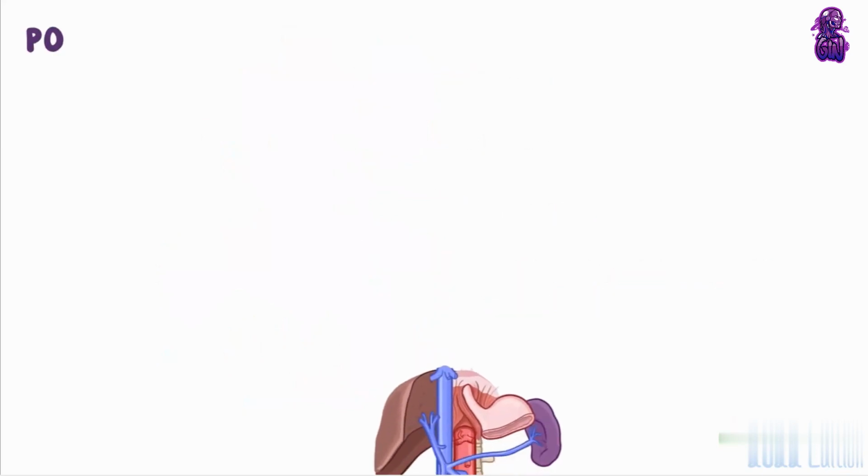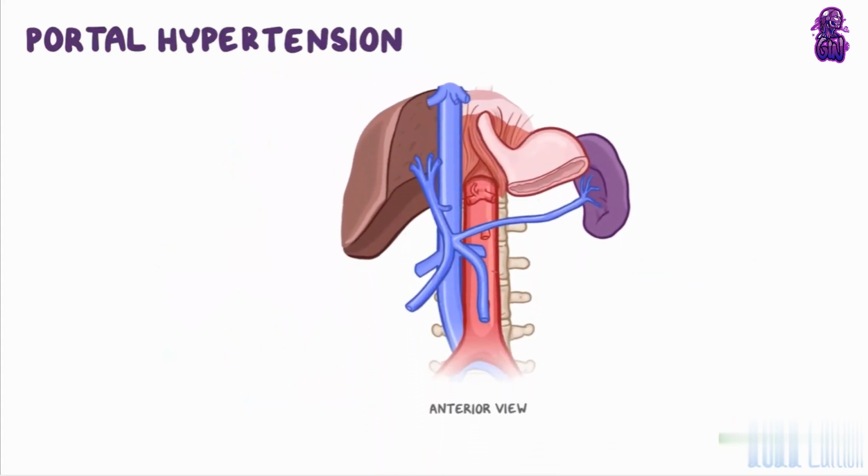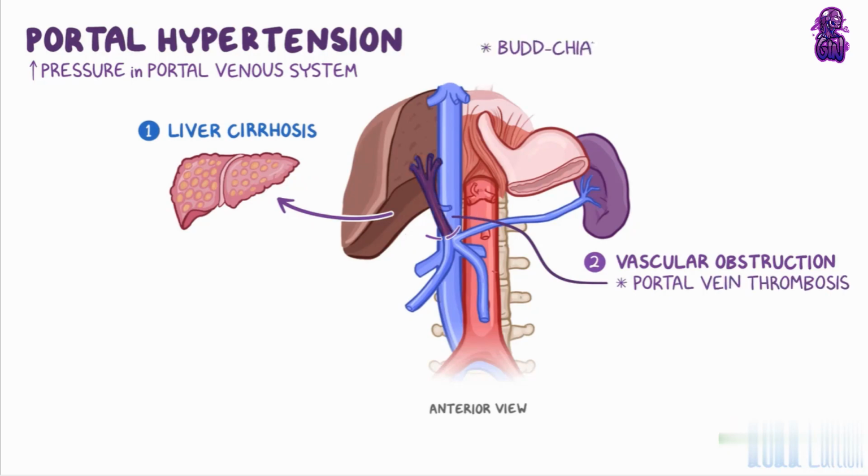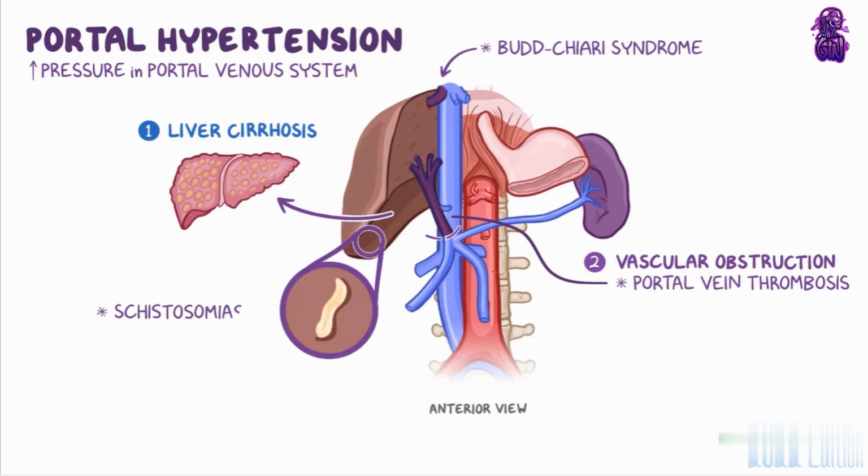First off, we have portal hypertension, which basically means increased pressure in the portal venous system. This is most commonly caused by liver cirrhosis, but can also be caused by vascular obstruction. Some causes of vascular obstruction include portal vein thrombosis, Budd-Chiari syndrome, which is thrombosis or compression of the hepatic veins, as well as the parasitic flatworm infection known as schistosomiasis.